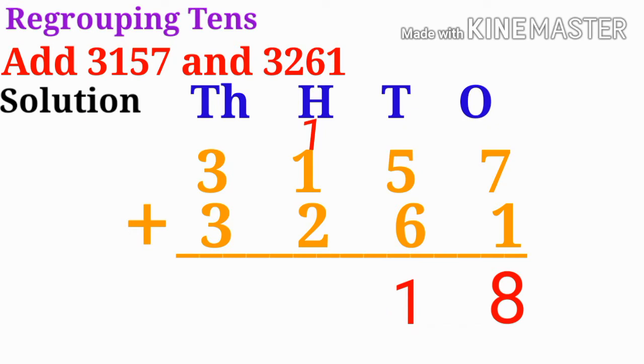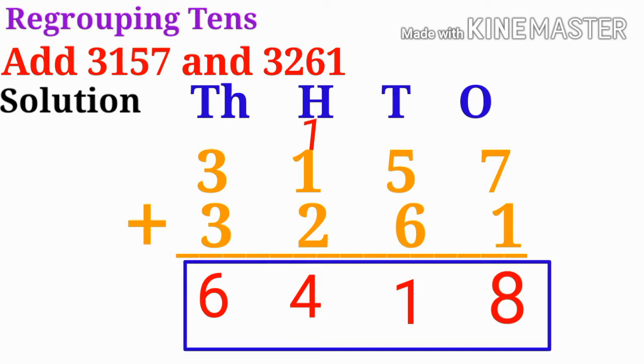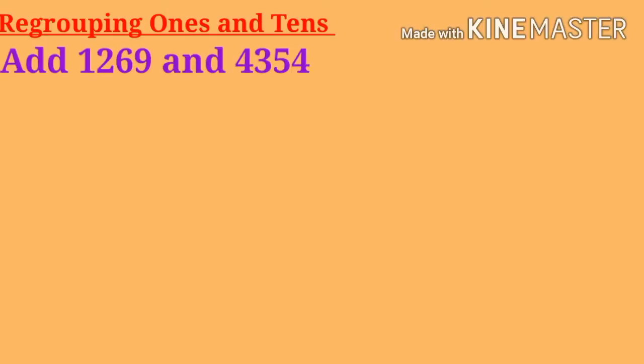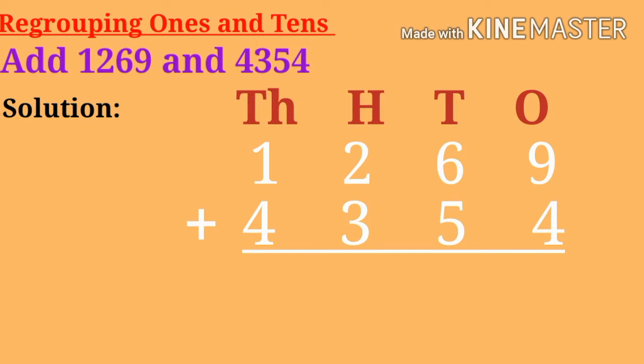Then add the hundreds digits. 1 hundred, that is regrouped, plus 1 hundred plus 2 hundreds is equal to 4 hundreds. Then adding the thousands digits. 3 thousands plus 3 thousands, that is 3 plus 3 is equal to 6 thousands. Hence 3157 plus 3261 is equal to 6418. Regrouping ones and tens. Add 1269 and 4353.